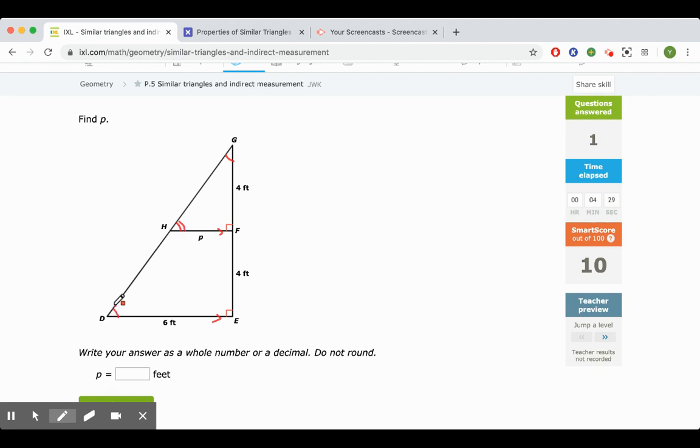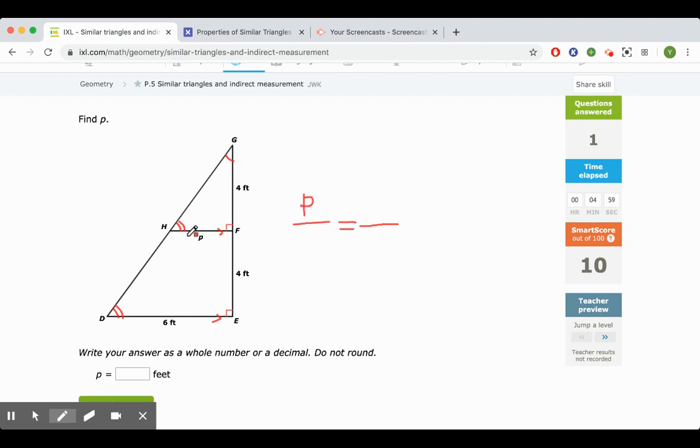Now you can see that these two triangles have congruent corresponding angles, which is confusing because they're also used to refer to these. But just know they're similar. That's good enough for now. So again, we got to make a proportion. We want to find P right here.